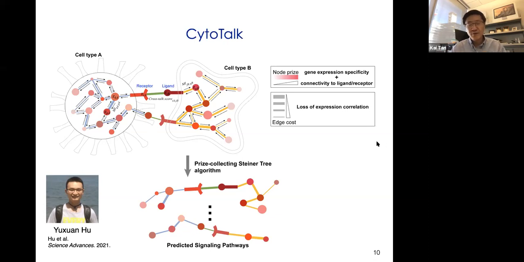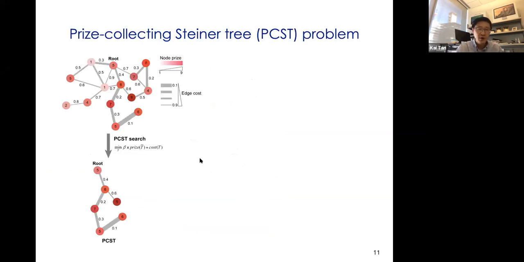So in the next few slides, I will give you just a little bit under the hood description of the algorithm. Okay, so at the core of the algorithm is to rely on this price collecting Steiner tree problem. So this is a classic graph theory problem as shown in this cartoon.